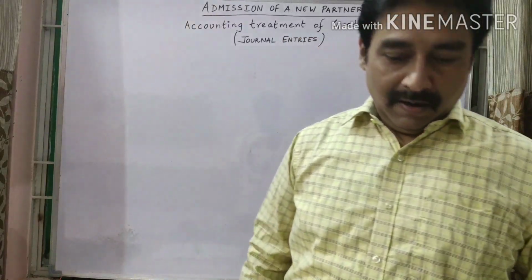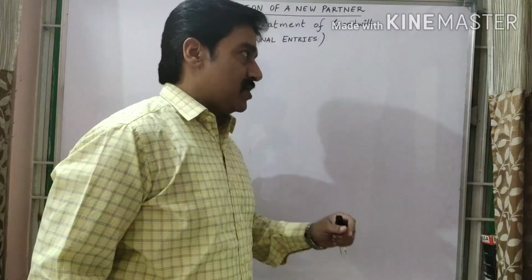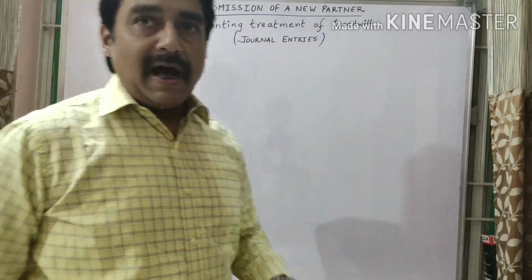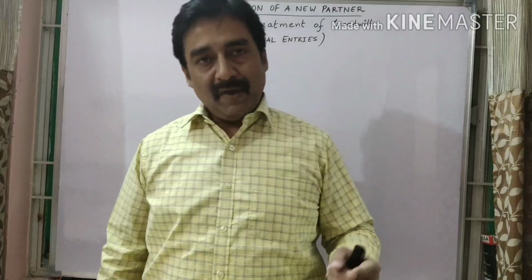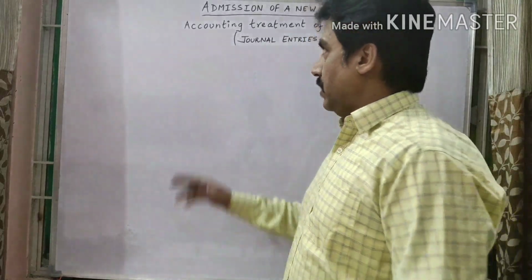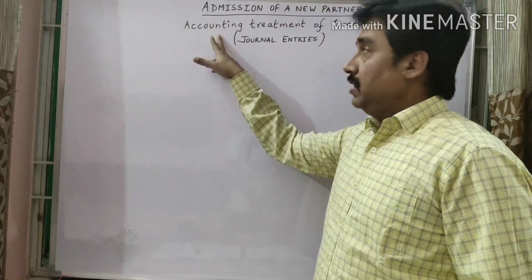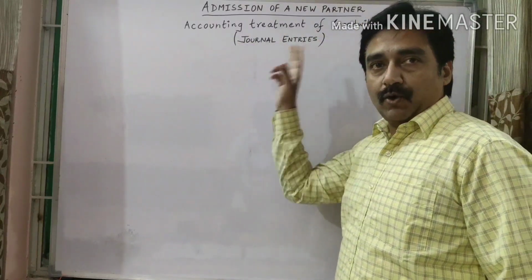Students, it has been a long gap since we were last connected on this topic. We had already started this chapter, admission of a new partner, and we had done the topics of new ratio and sacrificing ratio. We know how to calculate the new and sacrificing ratio, and now we are moving forward to the treatment of goodwill. Another topic you see written on the board is accounting treatment of goodwill.